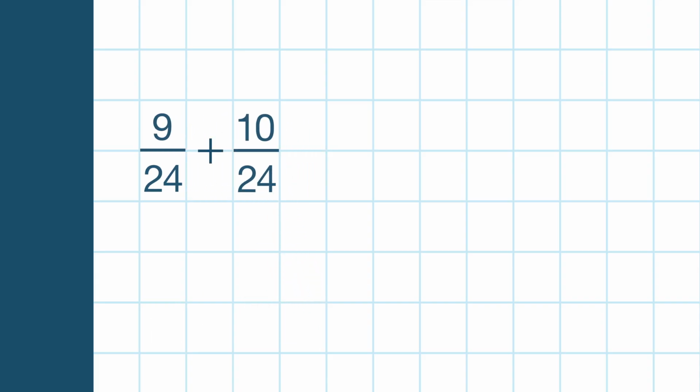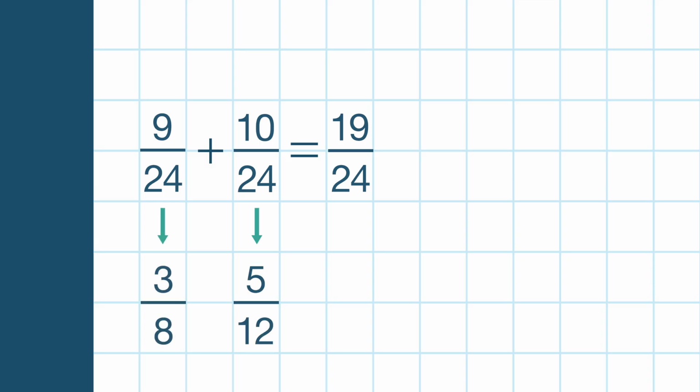Now we can add. Add the numerators. 9 plus 10 equals 19. Keep the denominator, 24. So 3/8 plus 5/12 equals 19/24.